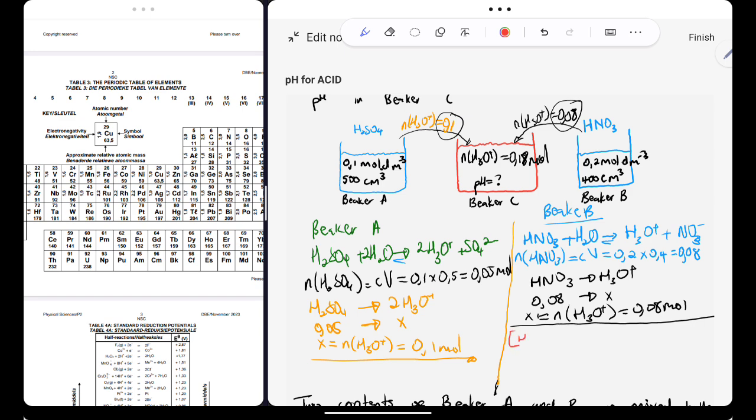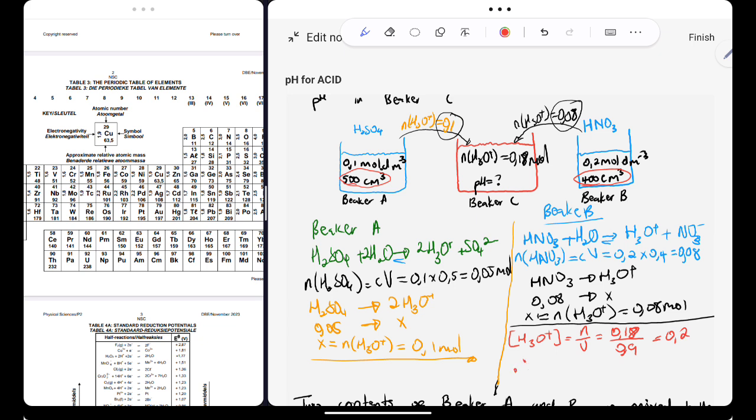The concentration of the hydronium ions in the final solution of beaker C is simply number of moles over volume. It's 0.18 divided by 0.9. Remember that, guys, now I have 900 cubic centimeters because the volumes are additive. So I have 0.18 divided by 0.9. This will give me 0.2.